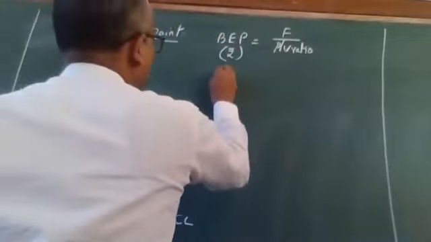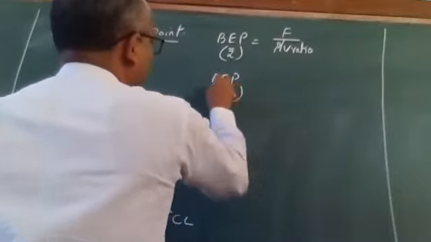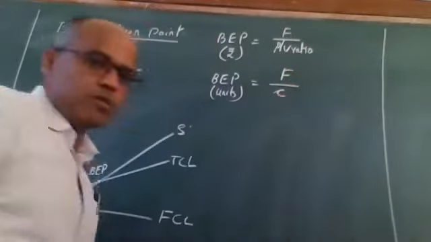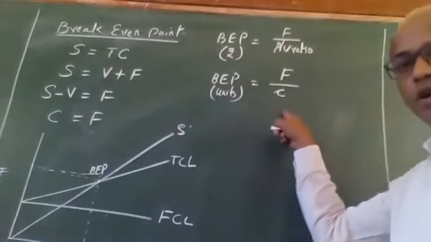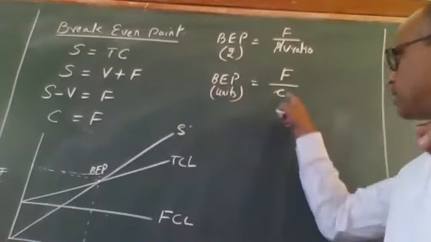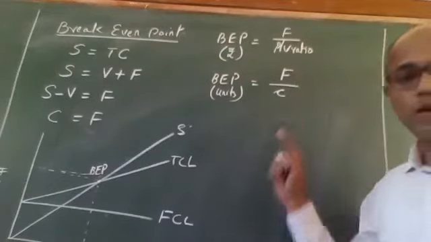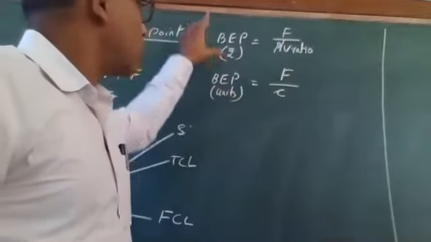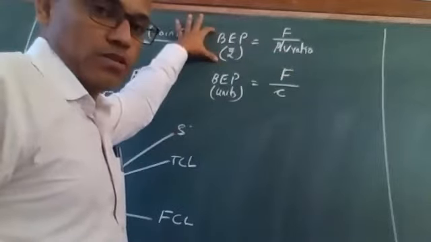Suppose you want to find out break-even point in terms of units, then it will be fixed cost divided by small c. What do you mean by small letter c? Per unit contribution. This is our understanding, guys: whenever I write capital letters, it is total; whenever I write small letters, it is per unit. So fixed cost, if divided by per unit contribution, you will arrive at break-even units. Fixed cost, if you divide by PV ratio, you will get BEP in rupees.